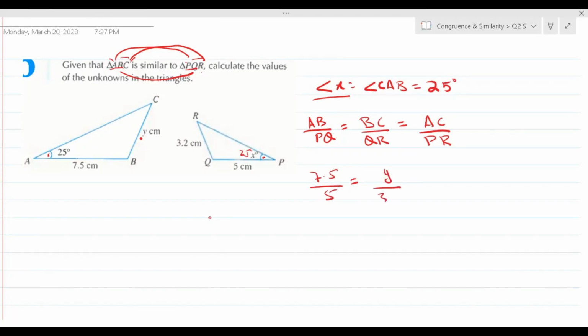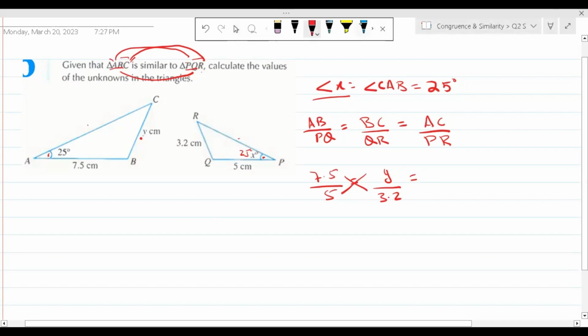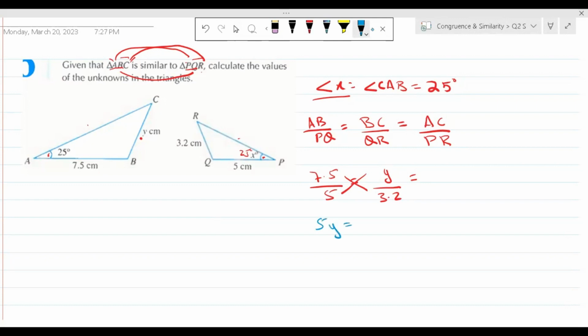अच्छा, इसके अंदर हमारे पास AC which is this one and PR हमारे पास गिवन नहीं है and we don't even need it, हमारा रेशो यहाँ पे बन गया है। If you see, हम इसको बहुत इजीली क्रॉस मल्टीप्लाई करके सॉल्व कर सकते हैं। Hence we can simply stop here and not write the third ratio right now, we'll just multiply this. 5 multiplied by y हो जाएगा and 7.5 multiplied by 3.2.